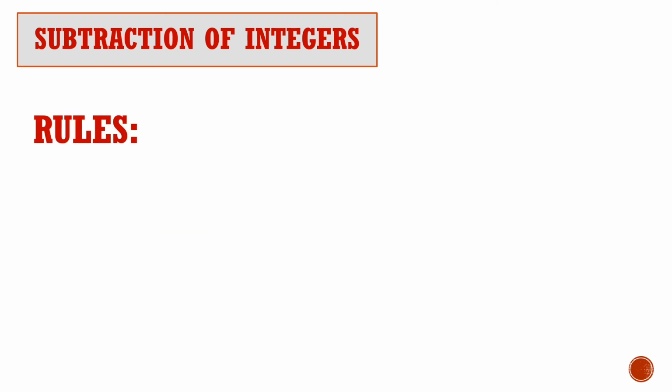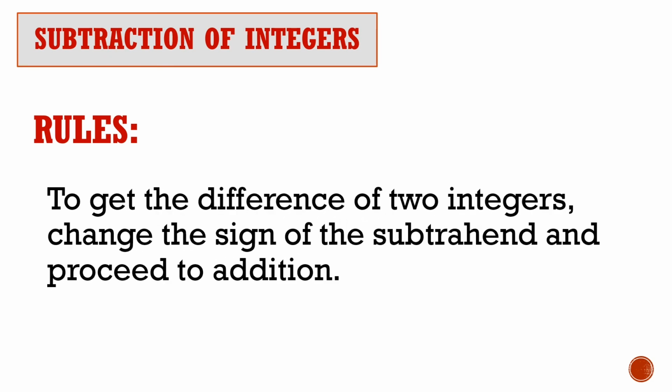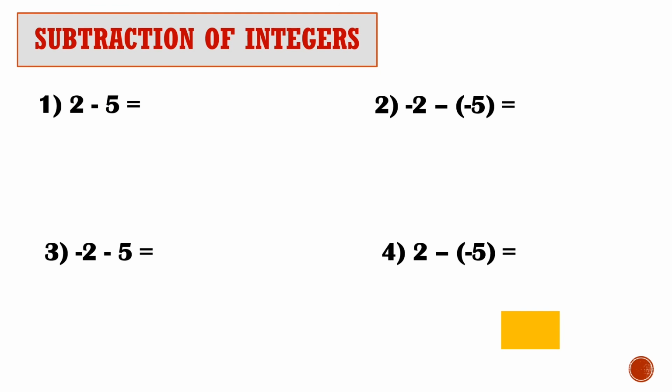Now, let us get the difference of two integers using rules. To get the difference of two integers, change the sign of the subtrahend and proceed to addition. So, kapag na-change na natin yung sign ng subtrahend, gagamitin na nating rule ay addition. Apply natin yung rule ni subtraction.